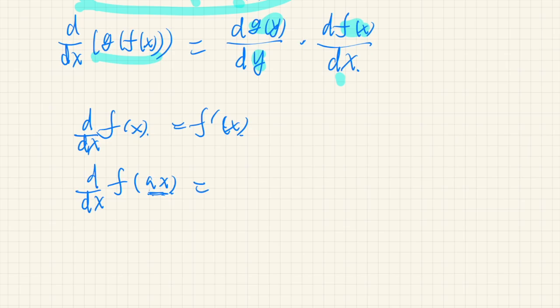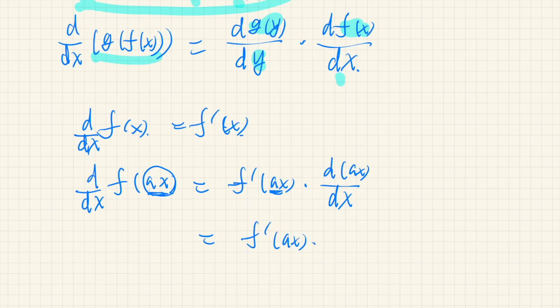According to the chain rule, we have f prime of ax, so the inside doesn't change here, times, now we differentiate the inside, so d of ax over dx, which is just a. So this is just a linear function, so the result is a, and we get a times f prime of ax. So if we scale the input to a function, the derivative of the function is scaled by a.